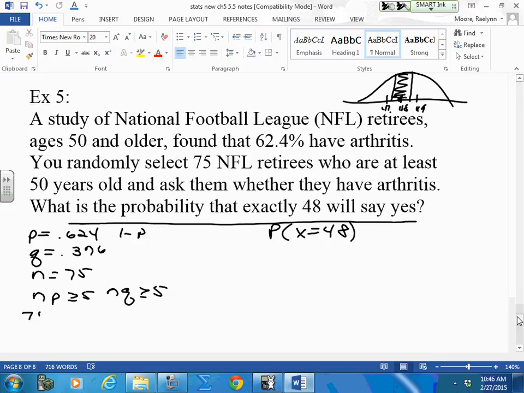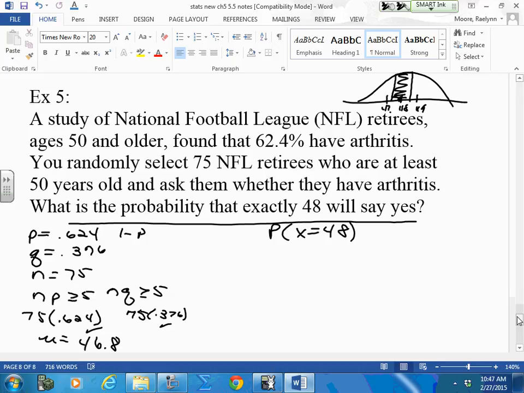So technically, we need to make sure we pass. We're going to definitely check the smaller one. We pass and we pass. So the mean is the same as our N times P. So N times P comes out to be 46.8. Okay.